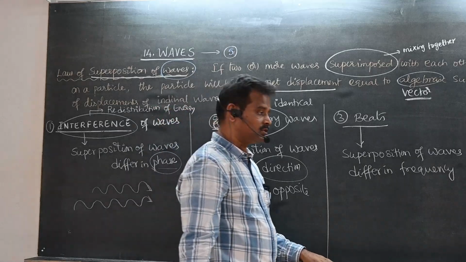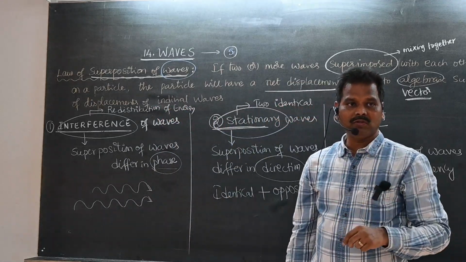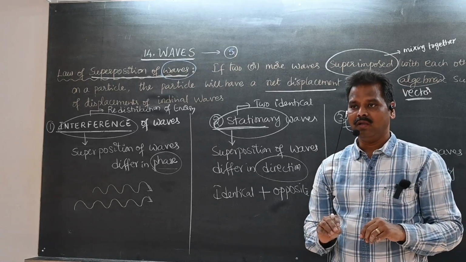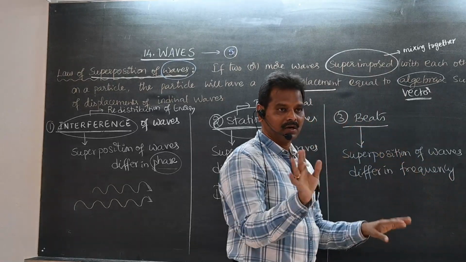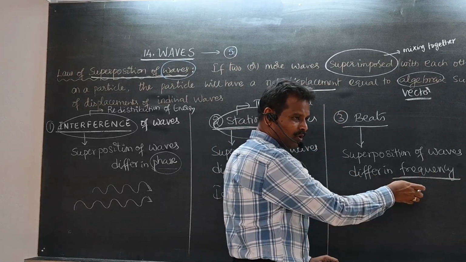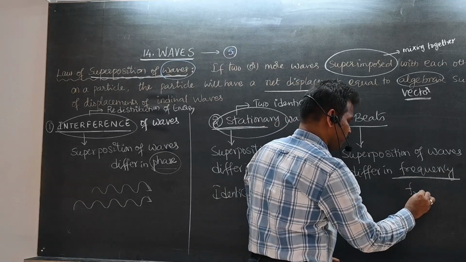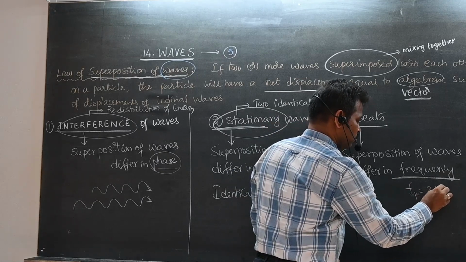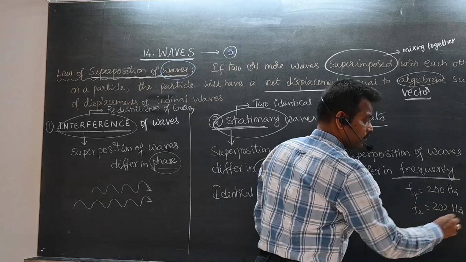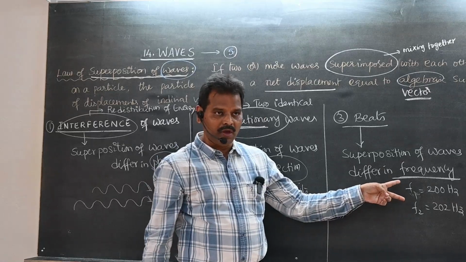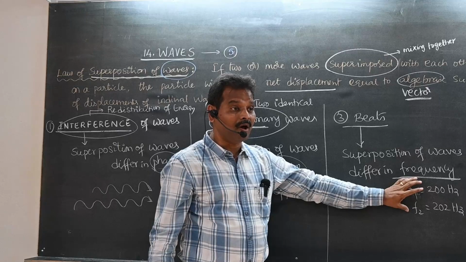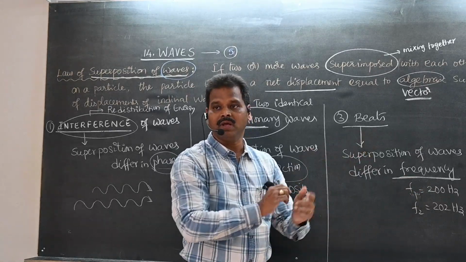Third one, beats. When two waves are almost identical, amplitude may or may not be equal, but they have almost equal frequency. That means there is small change in frequency. Let us say frequency of one wave is 200 Hz. Frequency of other wave is 202 Hz. There are two waves whose frequencies are different but almost equal, traveling in same direction.